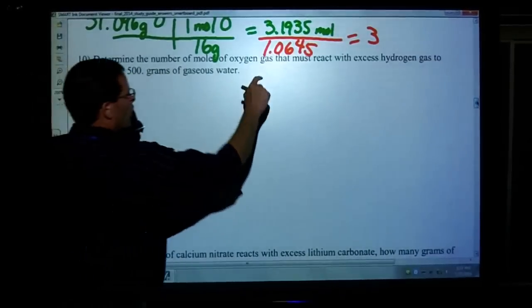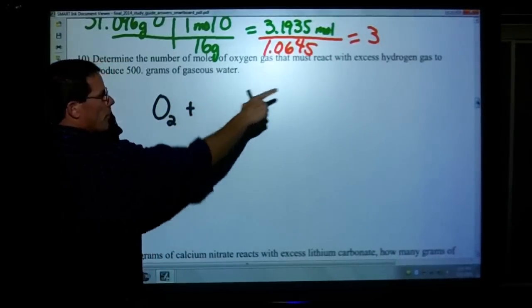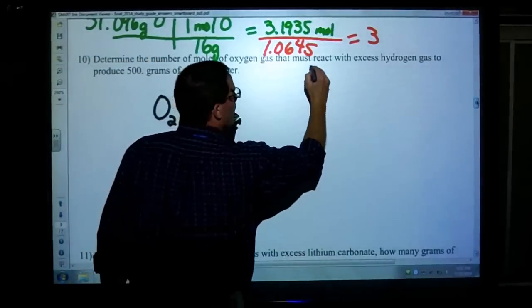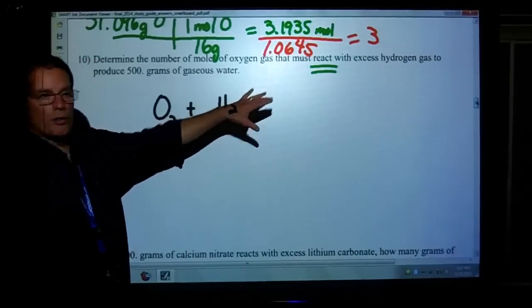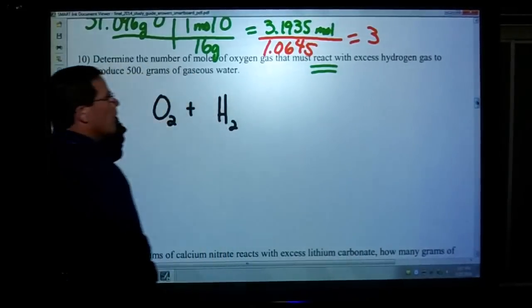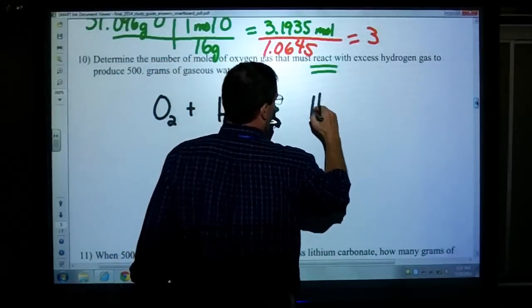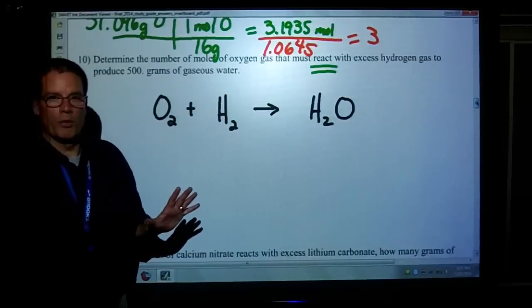So determine the number of moles of oxygen gas that must react with hydrogen gas. And that word right there, react, is a big heads up. Hey, I've got stoichiometry going on here. To produce 500 grams of water. Okay, so let's write down what we know before we do step one.